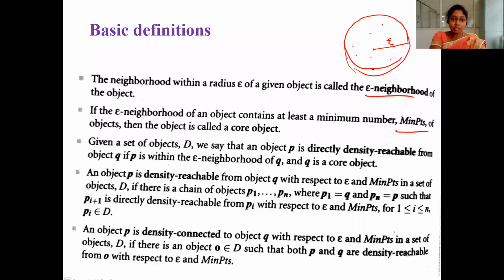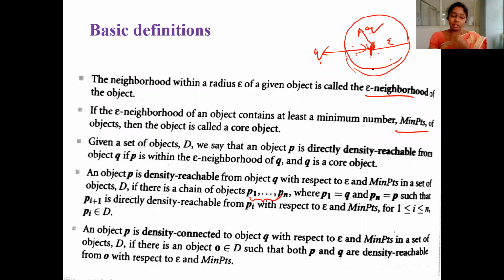Directly density reachable means that if another point is within the epsilon neighborhood of that point, then it is directly density reachable. If Q is outside the epsilon neighborhood of P, then it is indirectly density reachable if and only if there is a set of points in between P and Q, where each point is density reachable with respect to the other. If that is the case, you can call these two points indirectly density reachable.